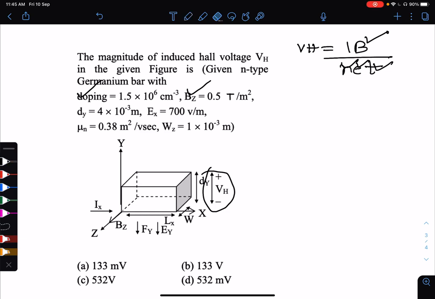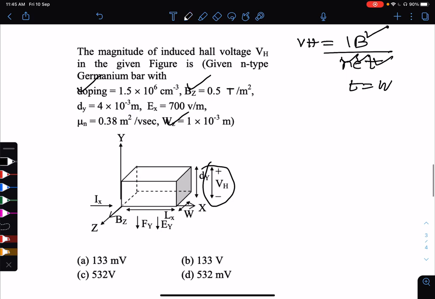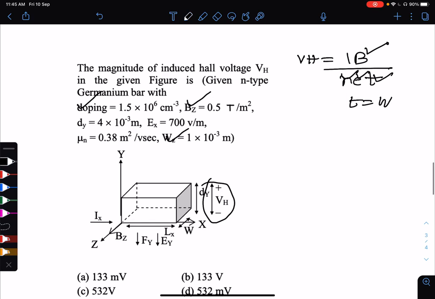So T means T equal to width here. So it is already given. Then what are the details we don't have? We are not having the current. So what is the current equation? A into V drift into n e.